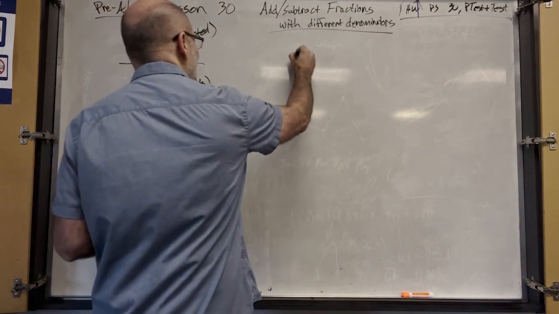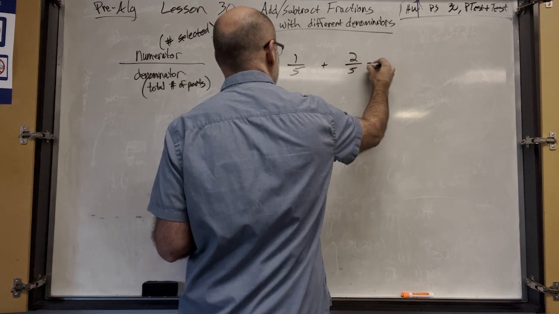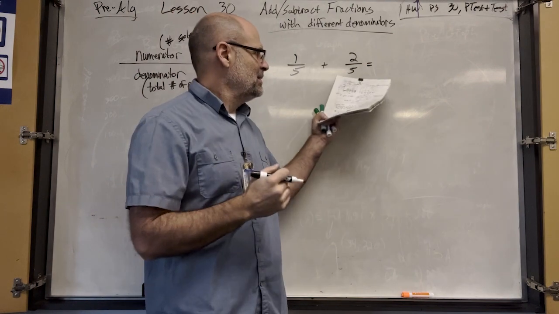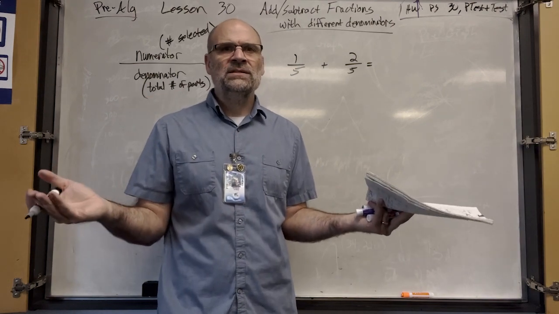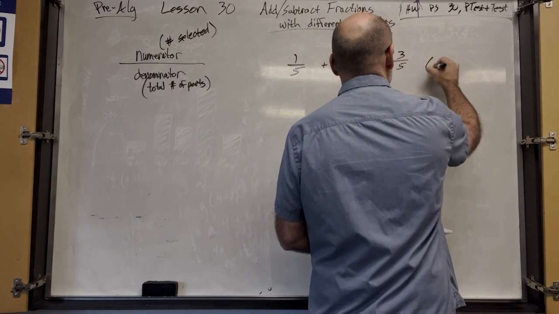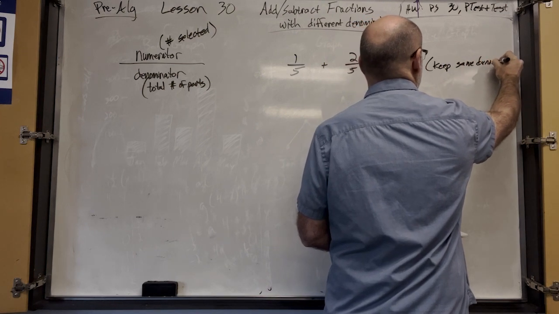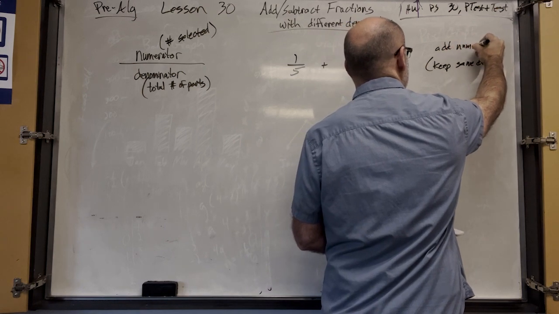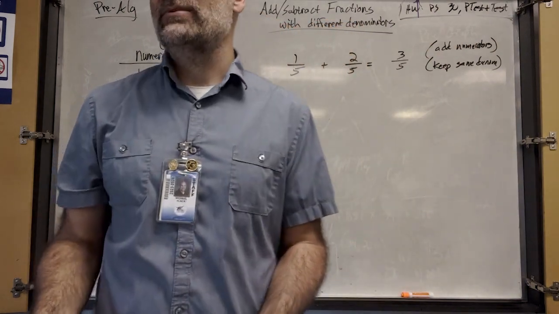Okay, so if you got 1 out of 5 plus 2 out of 5, if you ate 1 out of the 5 pieces and then 2 out of the 5 pieces, how many total out of the 5 pieces did you eat? Henry? Yeah, 3 out of the 5. So, if you have the same denominator, you keep the same denominator, right? So you add numerators and keep the same denominator. That's how you add fractions that have the same denominator, okay?